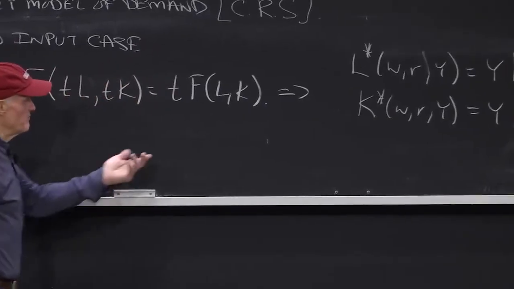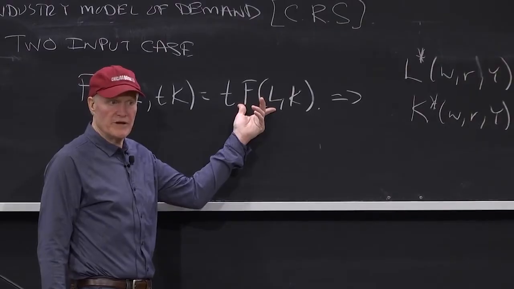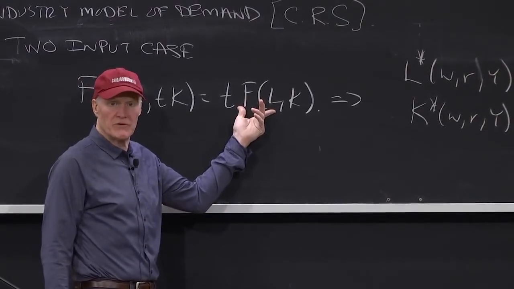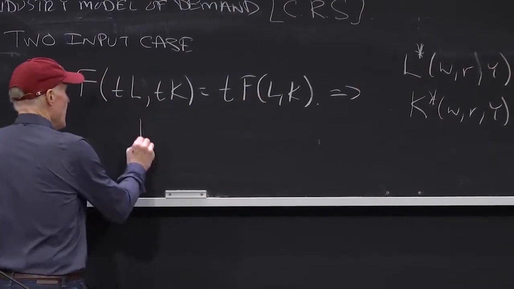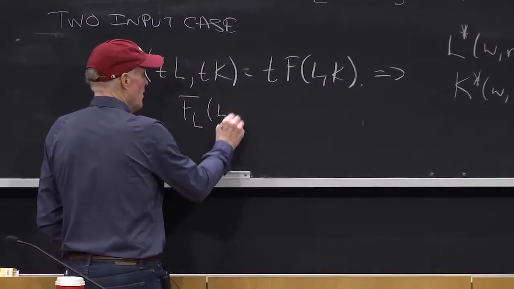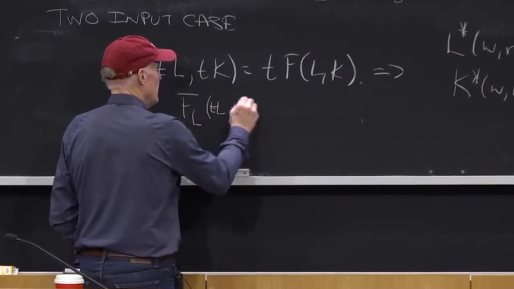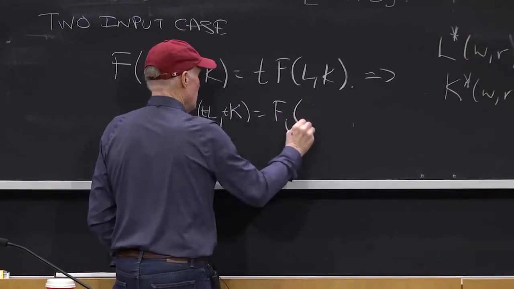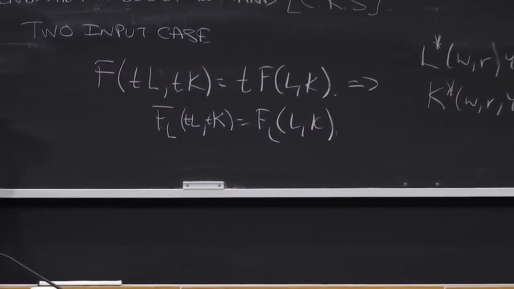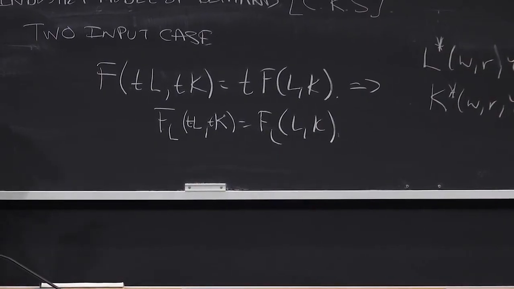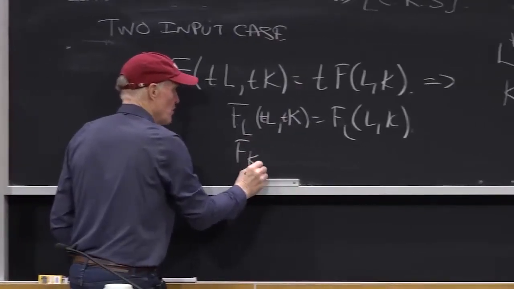And also, if a function is homogeneous of degree 1, which this one is, what's true about its derivatives? Homogeneous of degree 0. So F_L of tL, tK equals F_L of L and K, right? That is, the marginal product of labor is the same as I move out along a ray. And the same is true for the marginal product of capital.